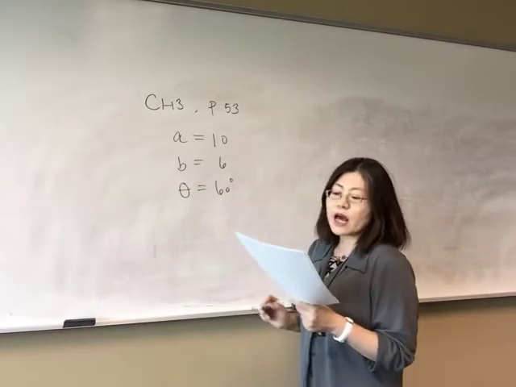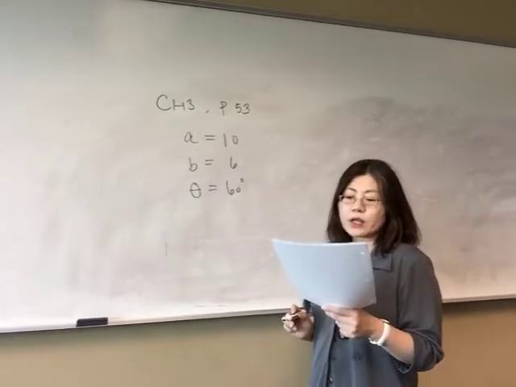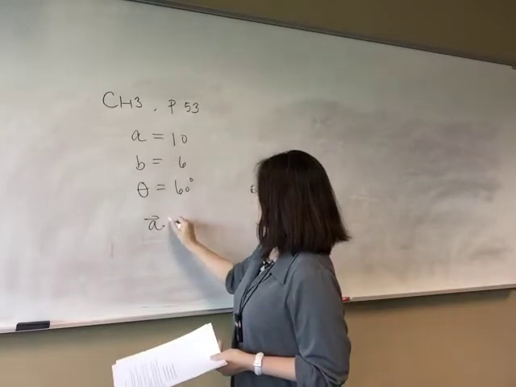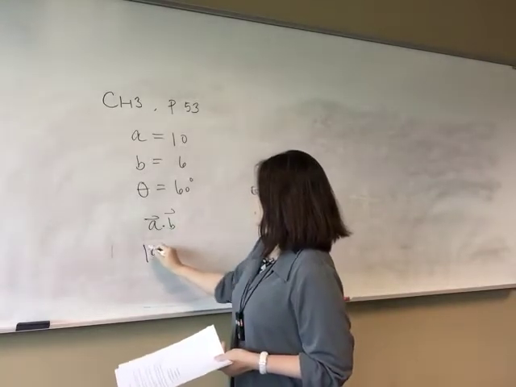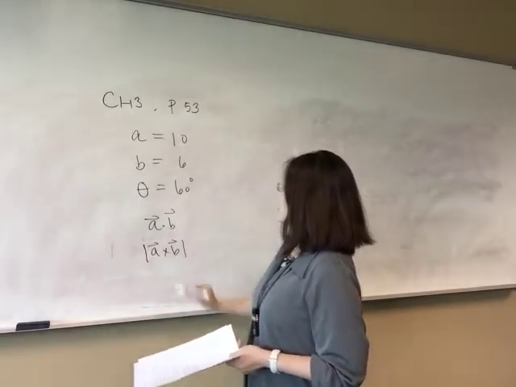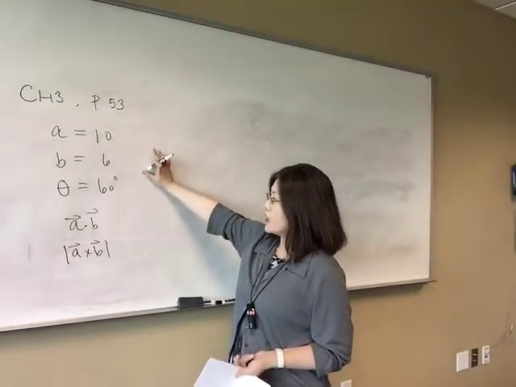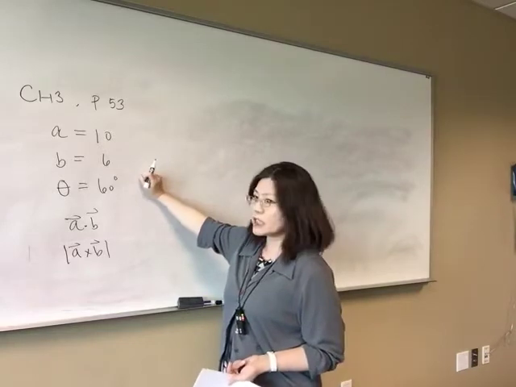You want to find the scalar product of these two vectors and the magnitude of the vector product. In other words, you want to find A dot B and the magnitude of A cross B. These are very easy to do because you have vector A, vector B, and the angle between them is 60.